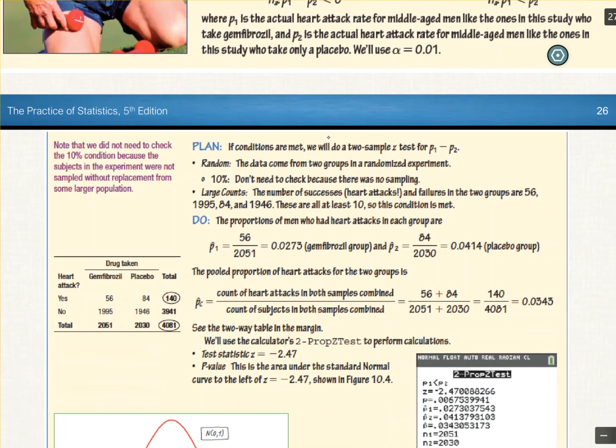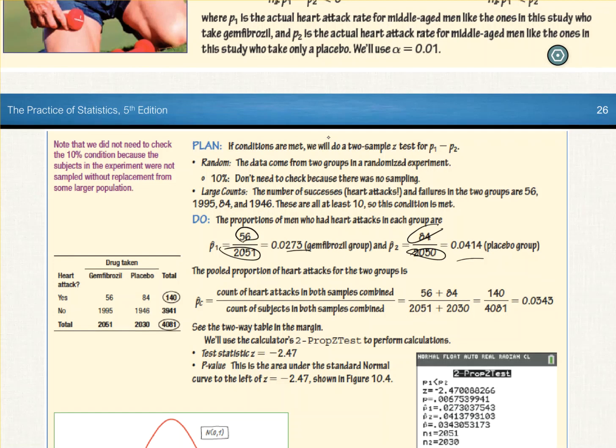So we look at our proportions, P1 hat, P2 hat, and then our pooled, our combined, so that C is for combined. Basically, 56 plus 84 over 2051 plus 2030. That's where that comes from. So basically, add the numerators, add the denominators. That's where those numbers came from. And we get 0.0343. That's what we're going to use when we're calculating our standard deviation.